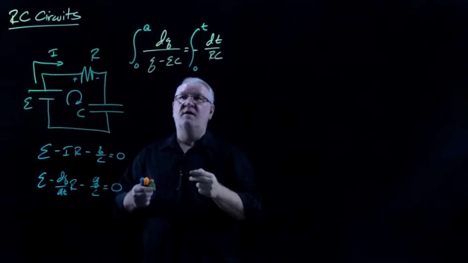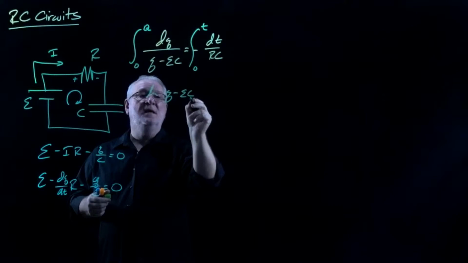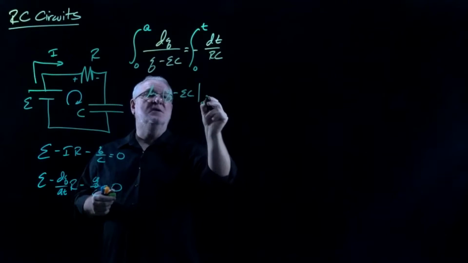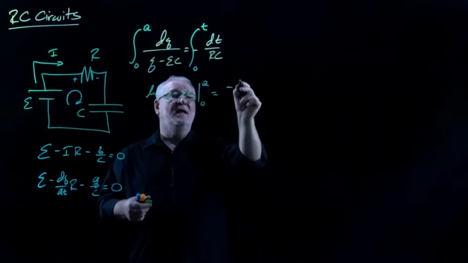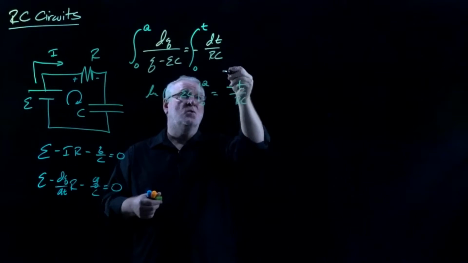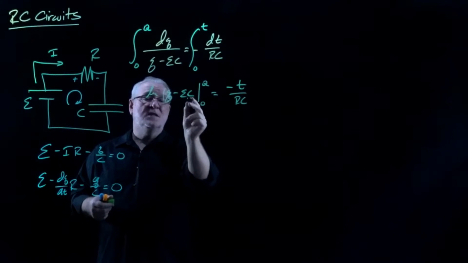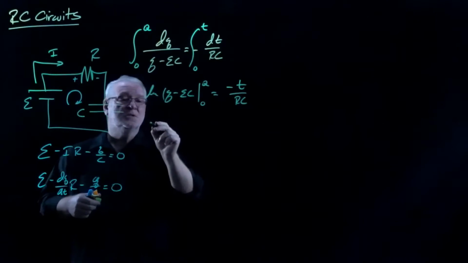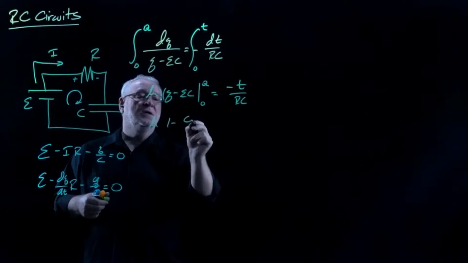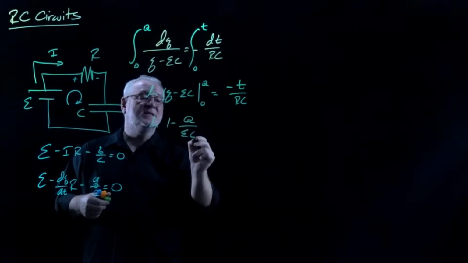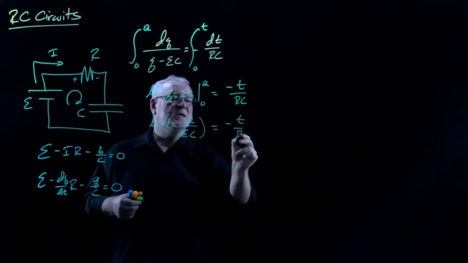Okay, integrating each side is not very difficult. This side is the natural log of Q minus EC in between the limits 0 and Q. And the right-hand side, I'll just go ahead and integrate and plug in the limits. It's negative t over RC, because of course the lower limit on the right-hand side was 0. Over here, the lower limit won't be 0 because the natural log is going to leave behind a residual function. So this will be the natural log of 1 minus Q over EC once I plug in those limits. And the right-hand side is still negative t over RC.